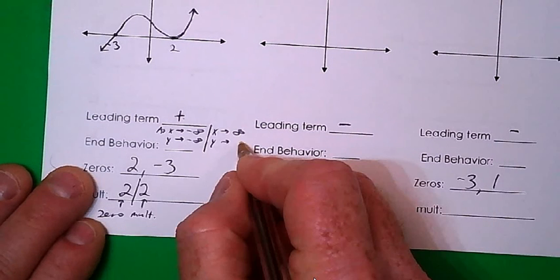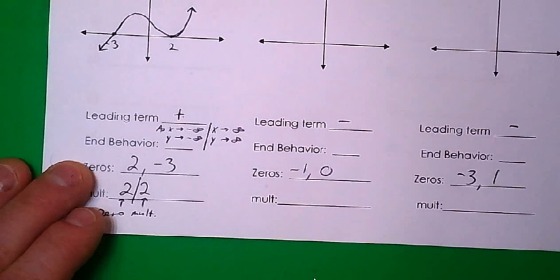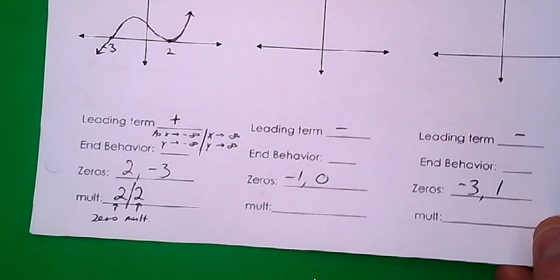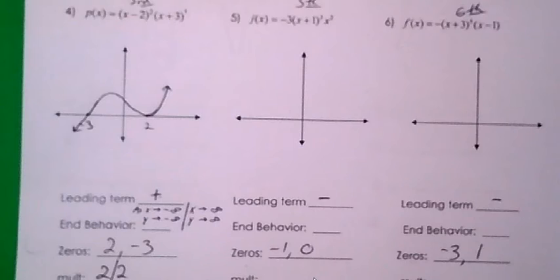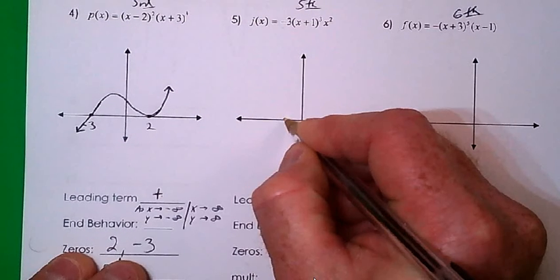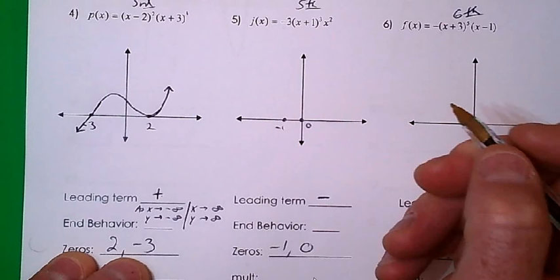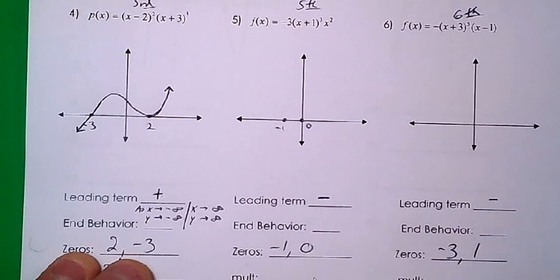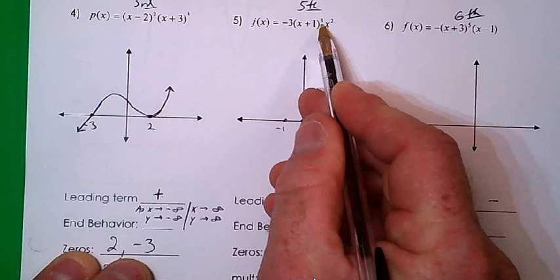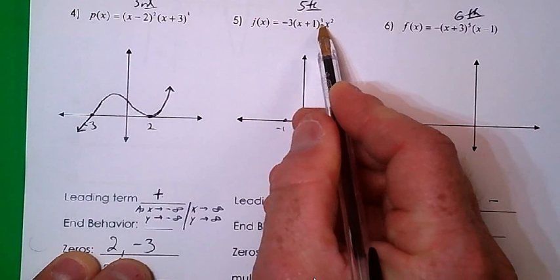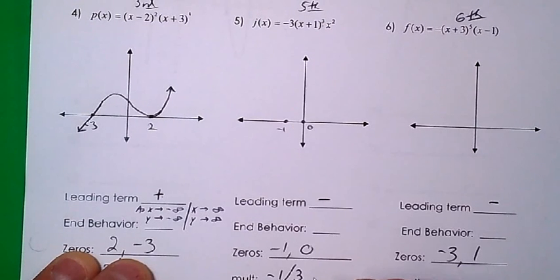Okay, let's go ahead and plot our zeros. Zeros are -1 and 0. Now, the -1 has a multiplicity of what? 5. No, wait, my bad. What's the exponent? 3. All right. The 0 has a multiplicity of what? 2. Okay, so we listed our multiplicities down at the bottom.